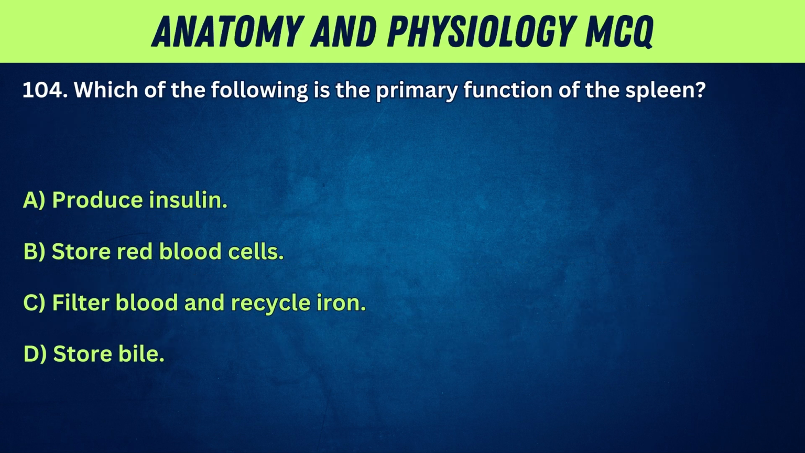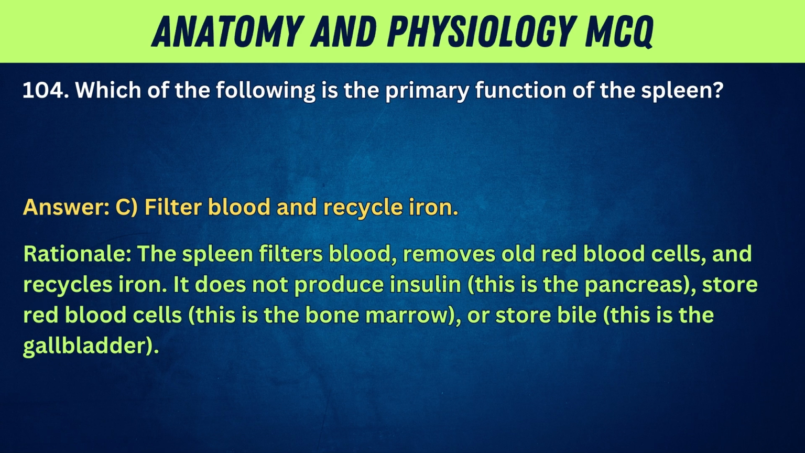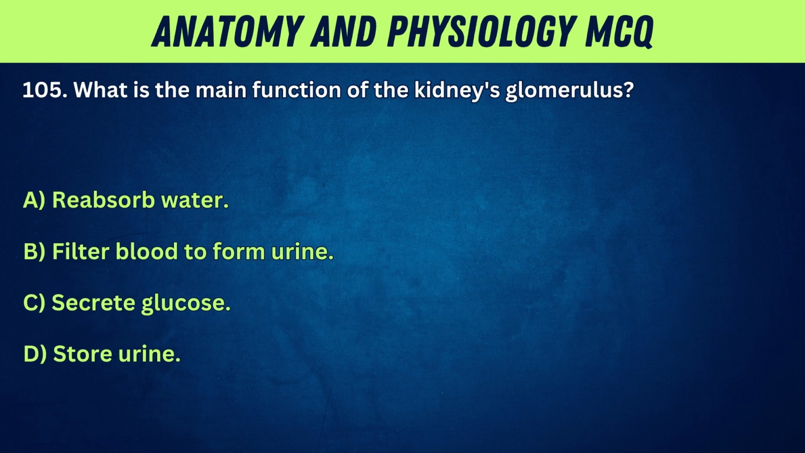104. Which of the following is the primary function of the spleen? A. Produce insulin. B. Store red blood cells. C. Filter blood and recycle iron. D. Store bile. Answer: C. Filter blood and recycle iron. Rationale: the spleen filters blood, removes old red blood cells, and recycles iron. It does not produce insulin. This is the pancreas. Store red blood cells. This is the bone marrow. Or store bile. This is the gallbladder.